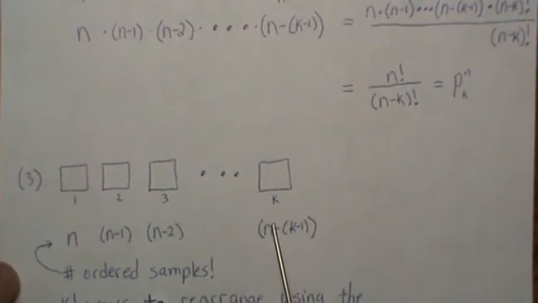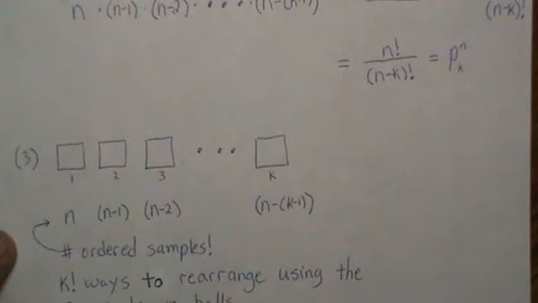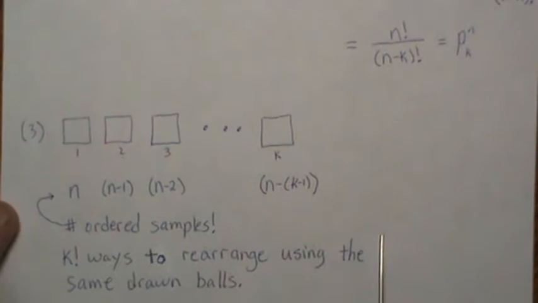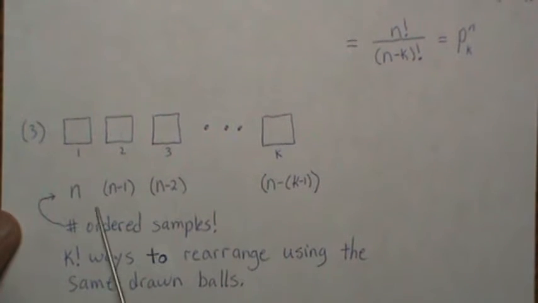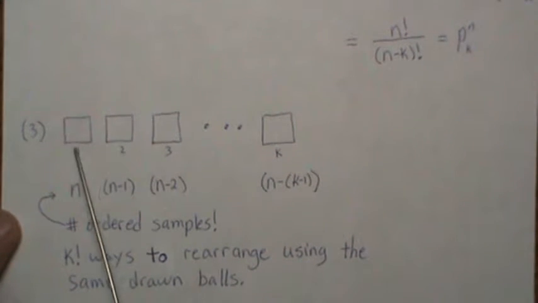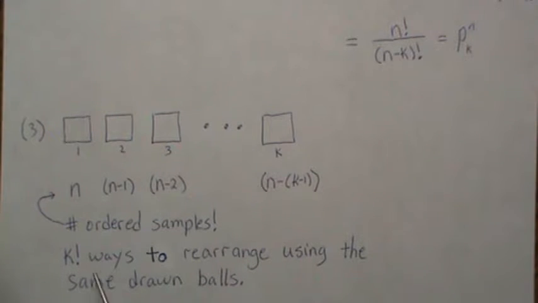That's how many duplicates we have with this same k set. And that's k factorial ways to rearrange these using the same balls drawn. So we're going to take the total number of ways to draw k balls, but we're going to have to divide out the number of duplicates, which is k factorial.